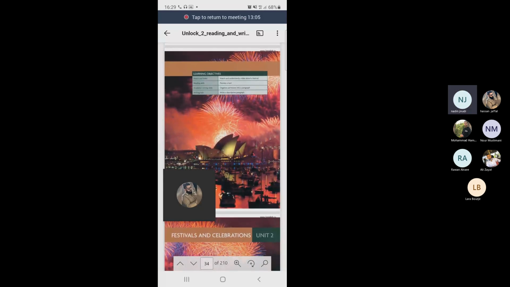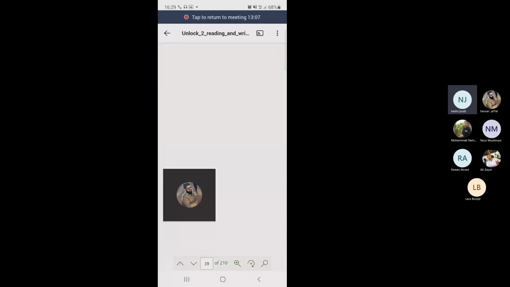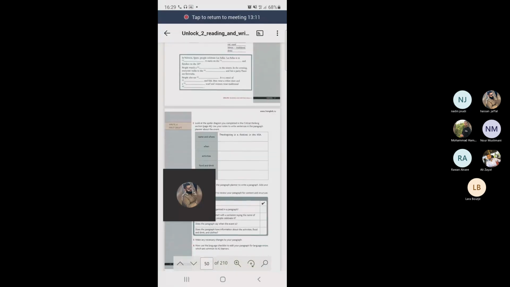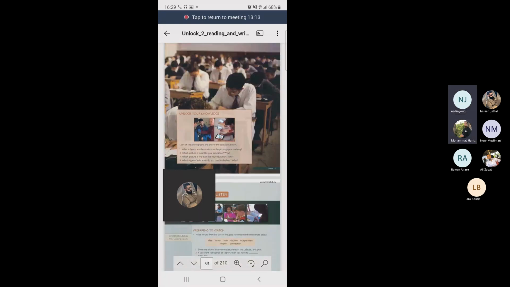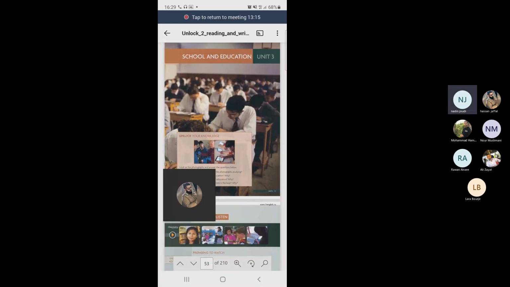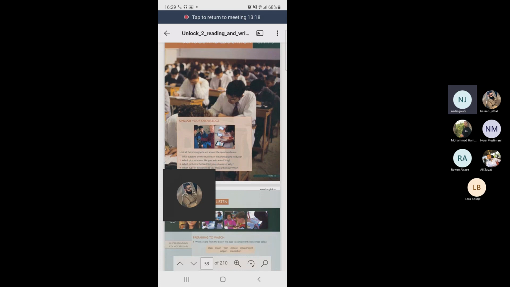We have to check it's unit 3, after two pages. I'm scrolling up and down. Here it is. I want you to describe. What do you see? Look and tell. What do you see?